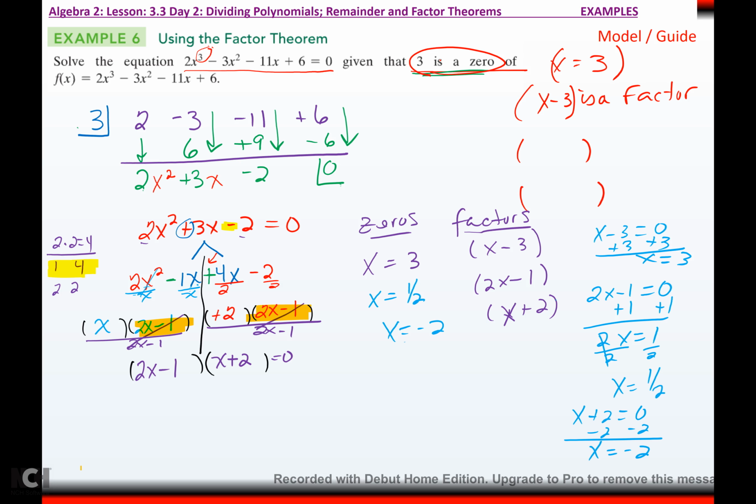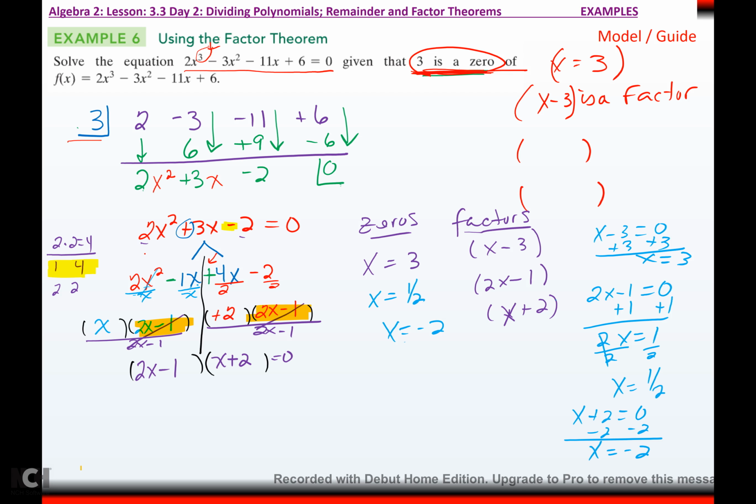Granted, they have to give us a clue first. They've got to give us a starting point, one of the 3 factors. But as soon as I get one of them, I can divide by it, which depresses my third degree down to a second degree. Once it's a second degree, you can use factoring or the quadratic formula.